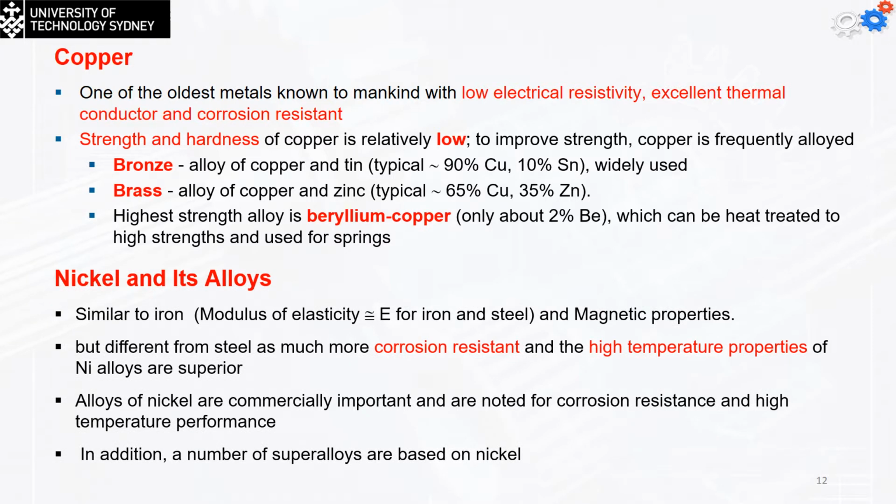Nickel and its alloys are similar to iron, with the same modulus of elasticity as iron, 240 gigapascals, and the same magnetic properties. It is different from steel, as it has much more corrosion resistance, and the high temperature properties of nickel alloys are superior. The alloys of nickel are commercially important and are noted for their corrosion resistance and high temperature performance, and in addition, a number of the superalloys are usually based on nickel.